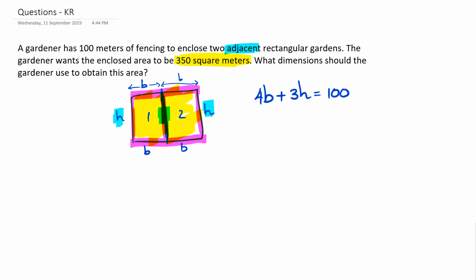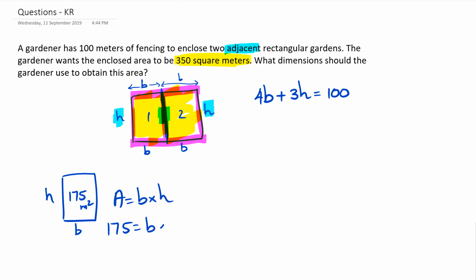What we also know is that the area of the whole rectangle is 350. But I'm only going to look at rectangle 1, because then I can just work with one H and one B. Rectangle 1 is half of 350, which is 175 meters squared. So area equals base times height, or 175 equals base times height.